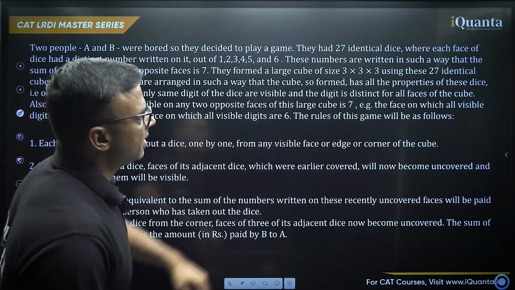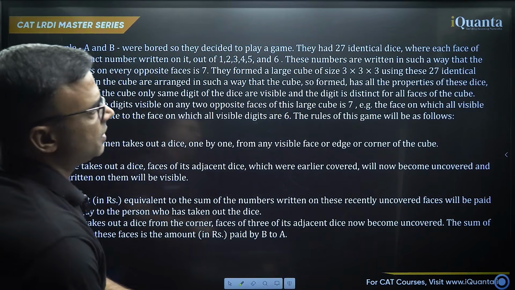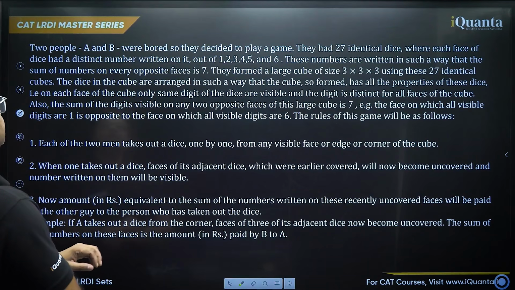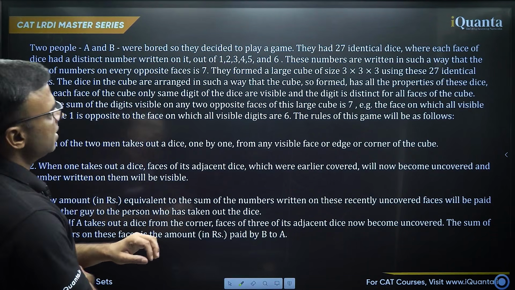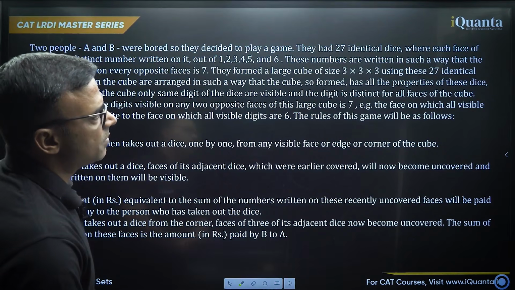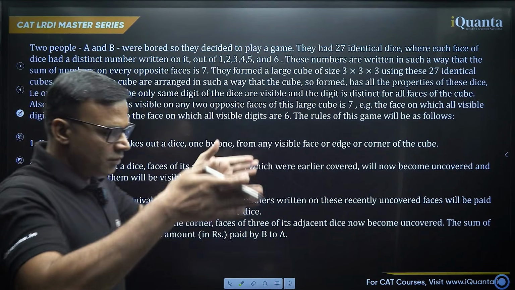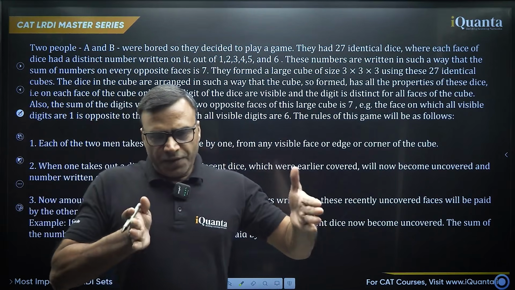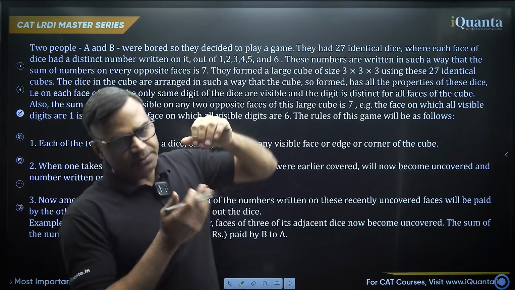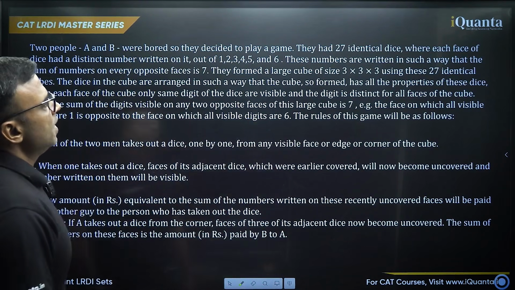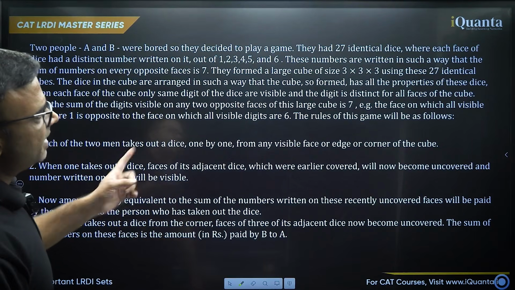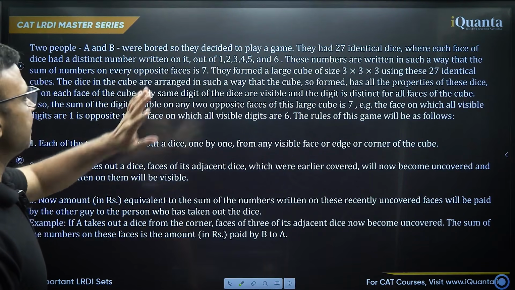They had 27 identical dice, where each face of a dice had a distinct number written on it out of 1, 2, 3, 4, 5, 6. Those numbers are written in such a way that the sum of the numbers on every opposite face is 7. So 1, 6, 2, 5, 3, 4, something like that. They found a large cube of size 3 by 3 by 3, that is, using the 27 identical cubes.